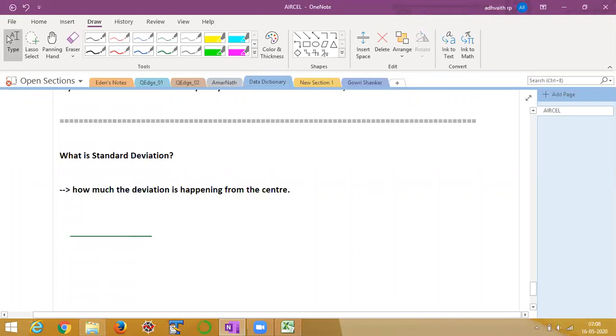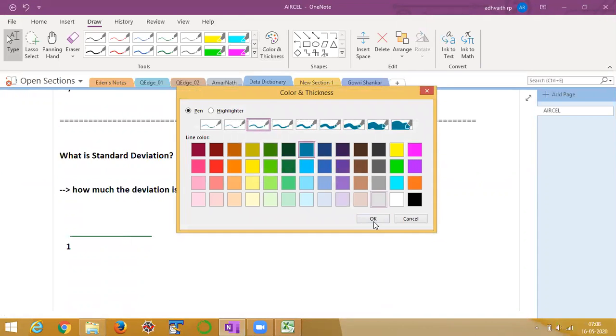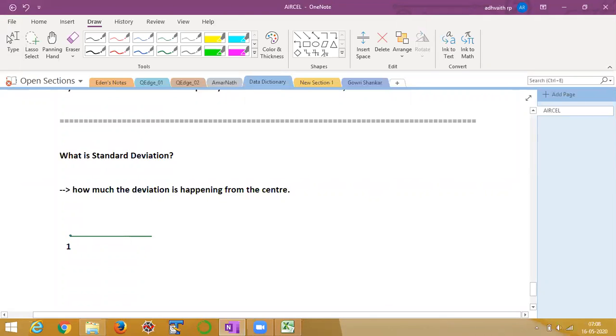So what does it mean? This is point number 1, this is point number 2, and this is point number 3. That is the mean. The values are 1, 2, and 3. So out of these 3 data points, which one is the center? 2 is the center. So you are trying to calculate from the centered value how much the deviation is happening. That's what we are doing.